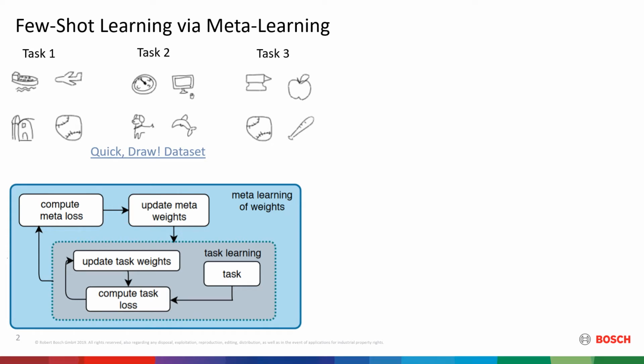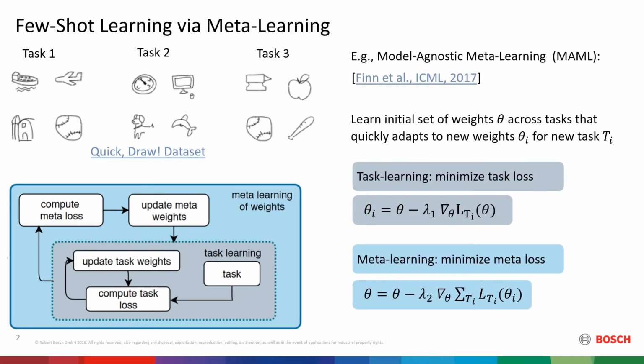process. One example for this would be model-agnostic meta-learning by Chelsea Finn et al., where the goal is to learn an initial set of weights for a neural network architecture, which can be quickly adapted to new weights for new tasks. On the task learning level, a task loss is optimized via gradient descent, and then a meta-learning objective is defined, for example, the sum over the different task losses, which is again then optimized by gradient descent. Note that these optimal parameters for each of the different tasks are part of the meta-learning loss, meaning that for updating the meta-learning loss, one needs to differentiate through the task learning process.